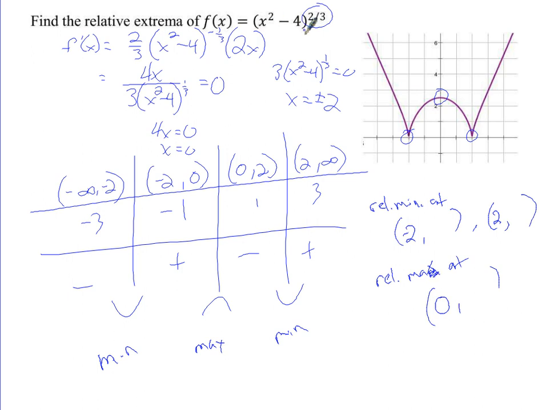I get -4 to the 2/3 power, and again I can square first and then cube root, or I can cube root first and then square. Square first. So I got -4 squared is +16, and then the cube root of 16. Is there a perfect cube that's in 16 though? 8. So the cube root of 8 is 2. Cube root of 2. So you could write your answer like that.